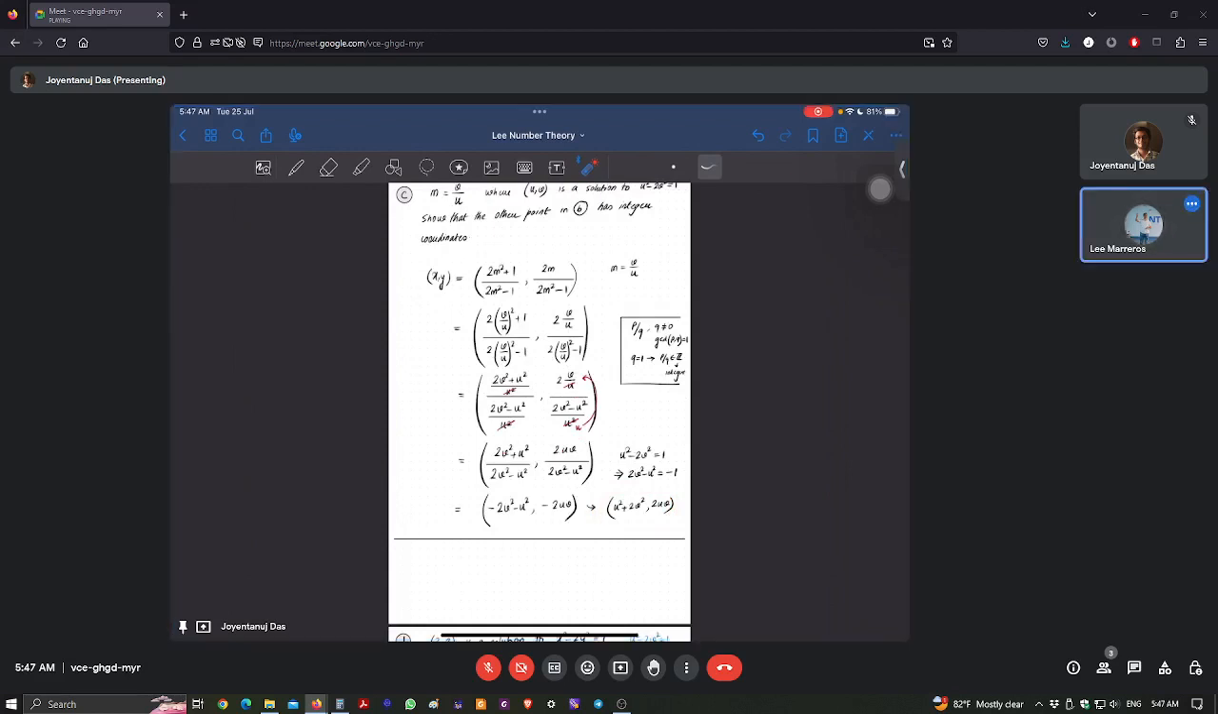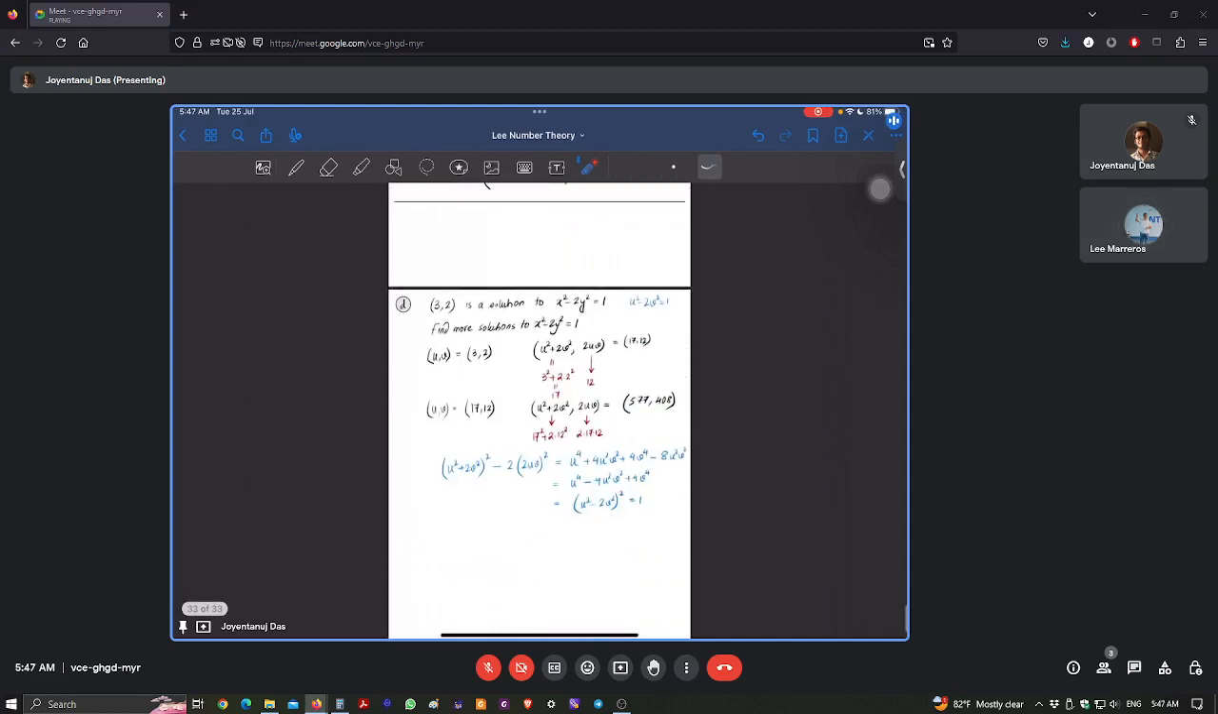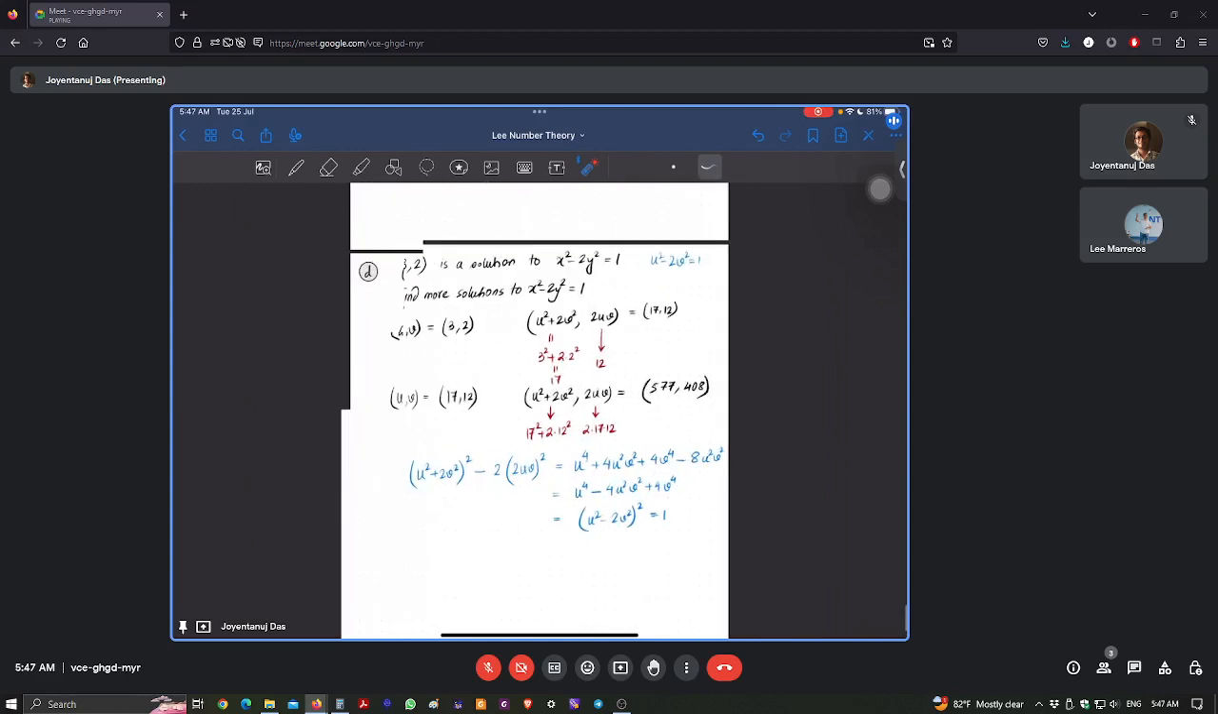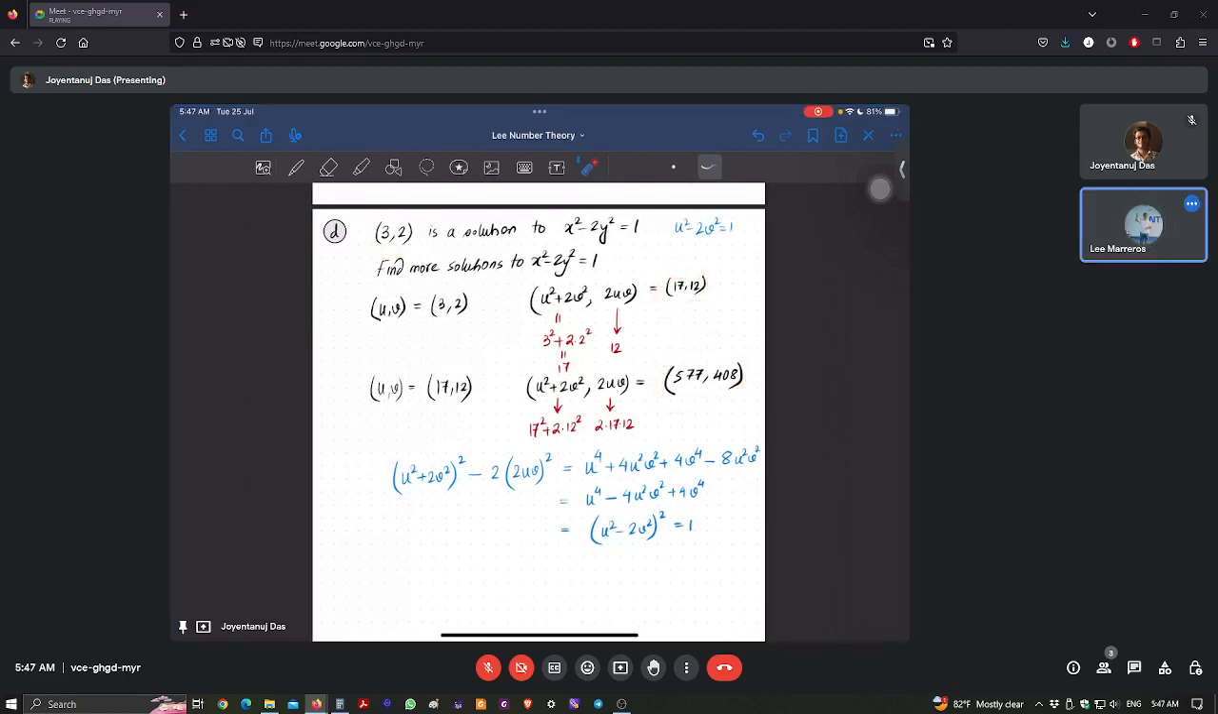So that sets the stage, right? If I know that (u, v) is a solution, I have proved that (u squared plus 2v squared, 2uv) is also a solution. So that is what we are using in part D to find an infinite set of solutions. Starting with a single solution (3, 2), I can actually generate infinite solutions like this. I can go on continuing like this.